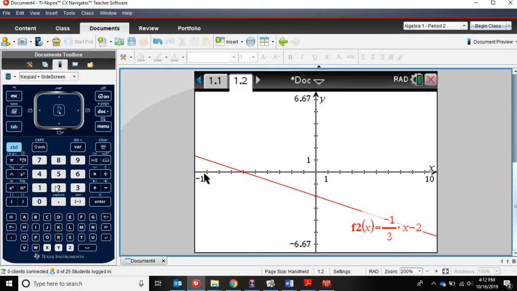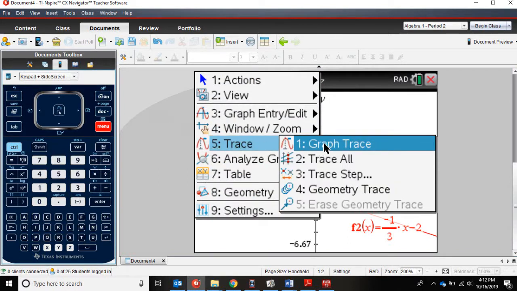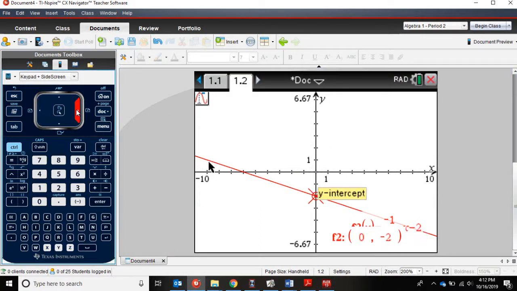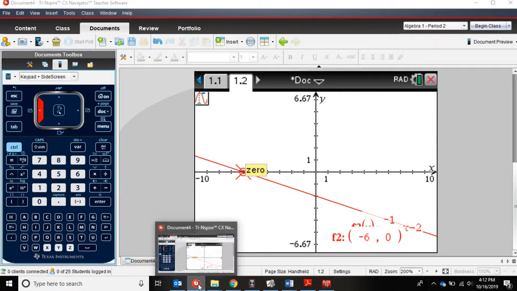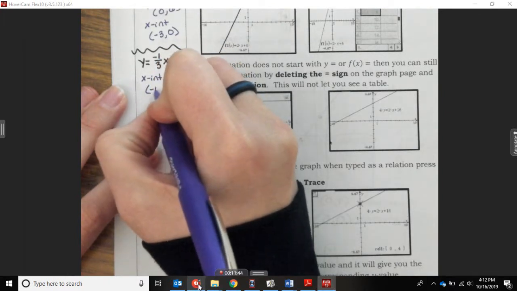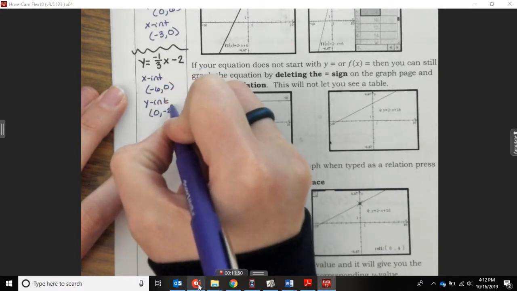And then press Menu, Trace, which is number 5, and Graph Trace, which is number 1. And you can just scroll left and right. So if I scroll left and then go back to the right, it tells me the y-intercept is 0, negative 2. And if I just keep scrolling to the left, all I'm doing is pushing this red arrow. It's not red on your calculator, but that's what I'm pressing until I get to the 0, and then it tells me the 0 is negative 6, 0. So on your paper, make sure you write that. The x-intercept is negative 6, 0, and the y-intercept is 0, negative 2.